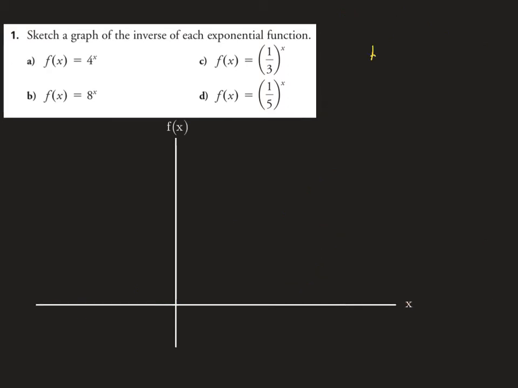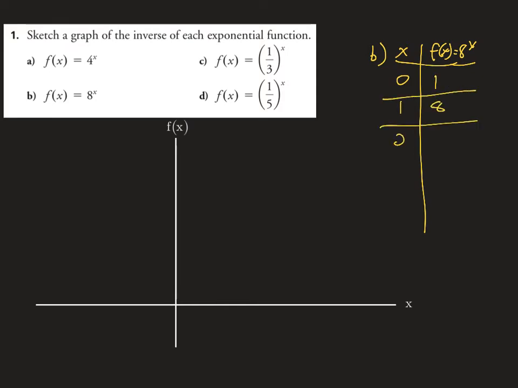All right, part B. Let's just first graph f of x, which equals 8 to the power of x. And so when x is 0, 8 to the 0 is 1. When x is 1, 8 to the 1 is 8. When x is 2, 64. This is already getting very, very big. Let's try negative 1. You're going to have 8 to the negative 1, which is 1/8. Negative 2, 1 over 64. And this is already very, very small.